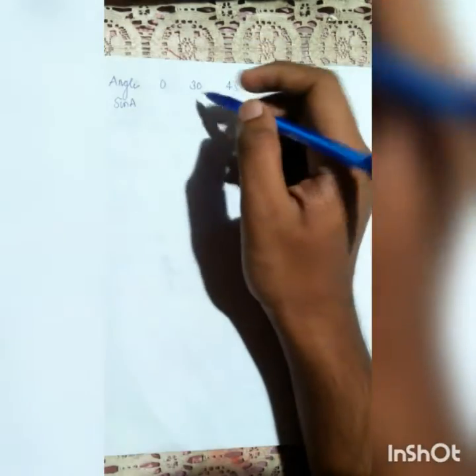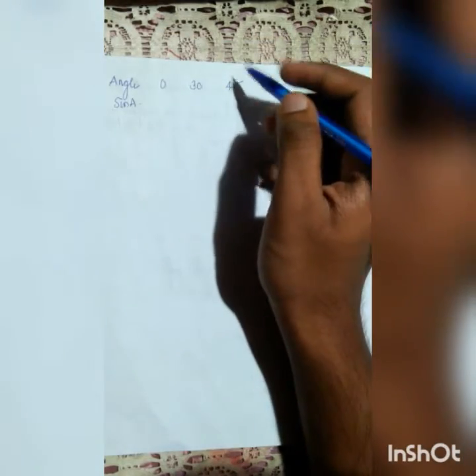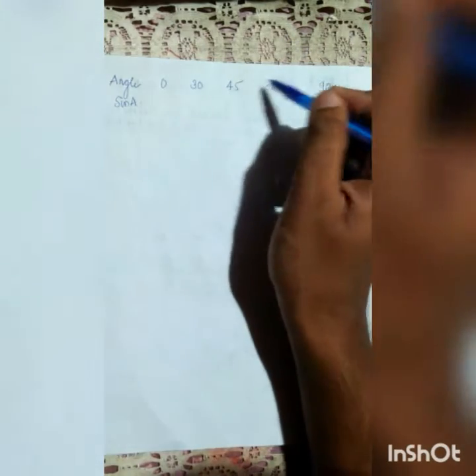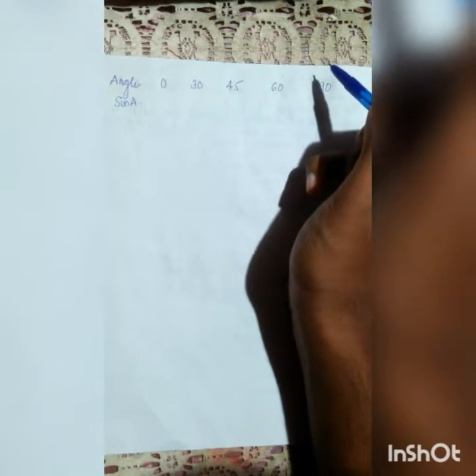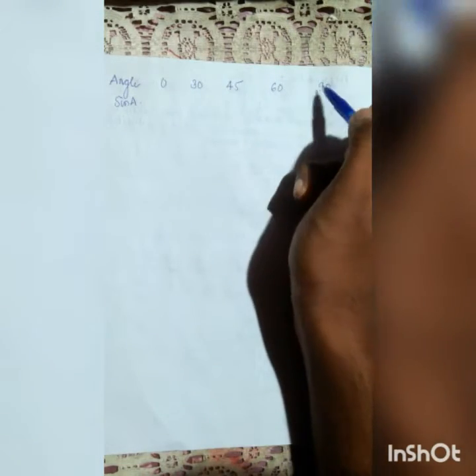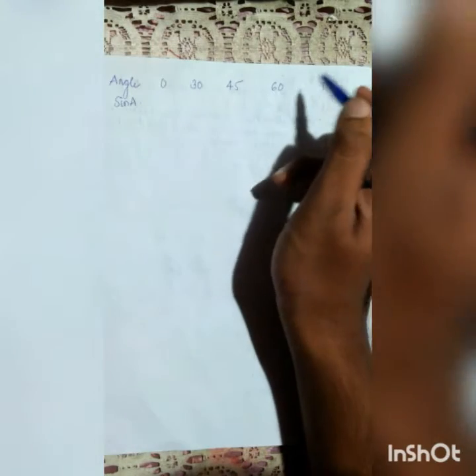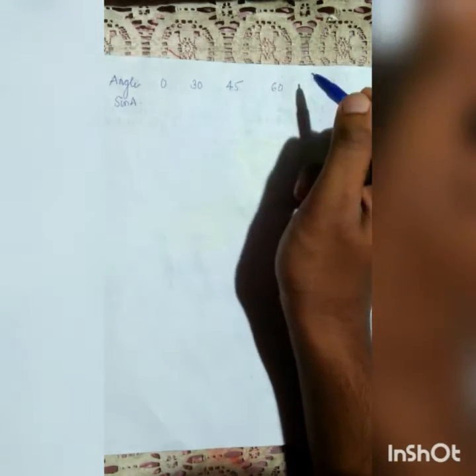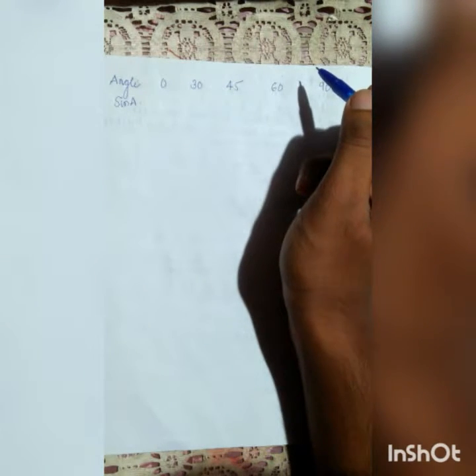There is a shortcut for finding the trigonometric values for sine. These are the general or standard values that we will use in the questions. So we have 0 degree, 30 degree, 45 degree, 60 degree and 90 degree. These are the standard values which we are going to use. Every question will contain these angles only, and not angles in between these.